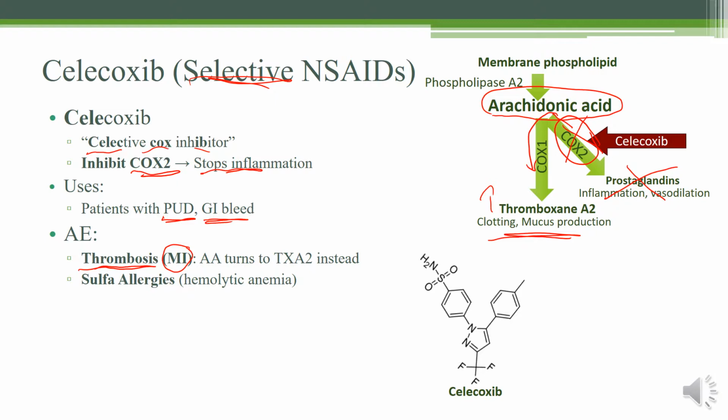Also, something you need to know about it is that it's a sulfa drug. I showed you a picture over here of how celecoxib looks, and here's the sulfa group. So you would expect hemolytic anemia with certain patients that are sensitive to sulfa drugs.